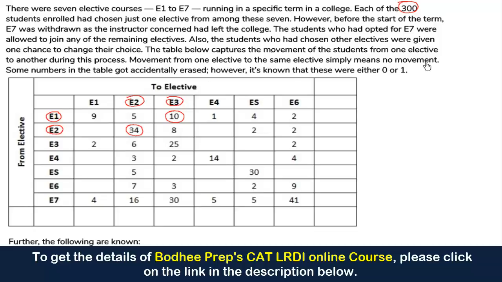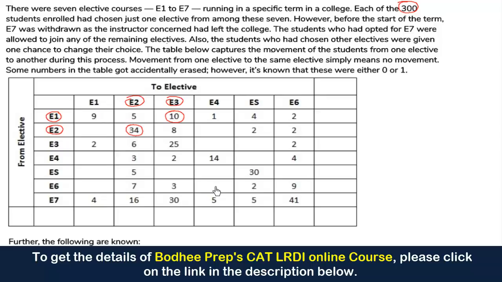So let us read the further information. It says that movement from one elective to the same elective simply means no movement. That's what we have just seen, right? The number 34. And some numbers in the table got accidentally erased. However, it's known that these were either 0 or 1. So you can see that some of the cells are empty, and it is known that these empty cells will only take the number either 0 or 1, right?